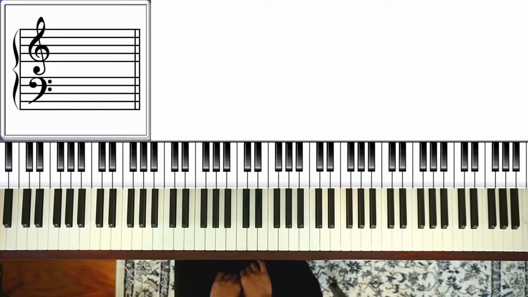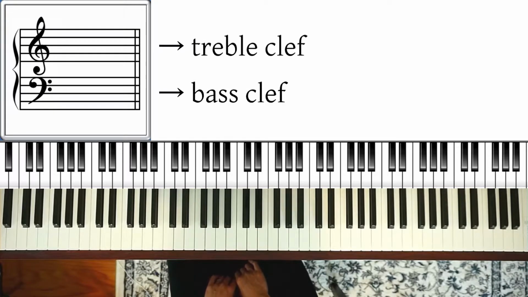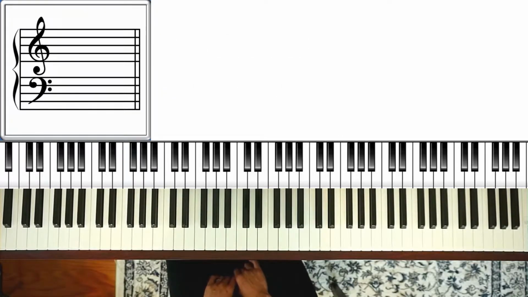In piano music, we have something called a grand staff. You can see the little chart on the left-hand corner. It has two clefs, treble clef and bass clef. The treble clef is the top one, and it indicates higher sound, and the bass clef is the lower one. It usually indicates the lower sound. So when we read piano music, you'll be reading notes on both clefs at the same time.